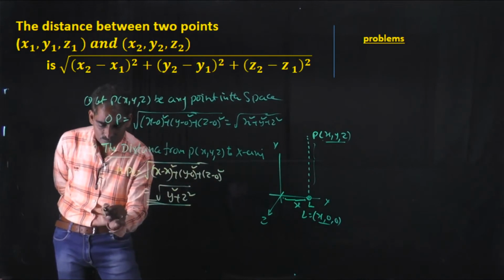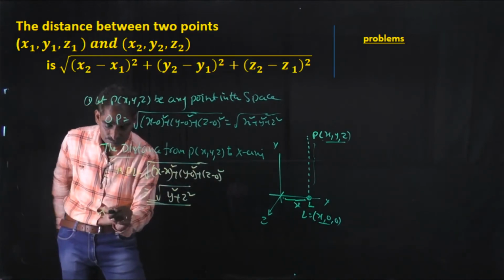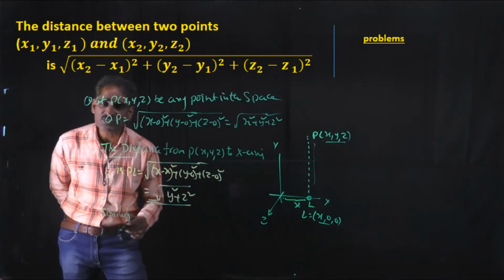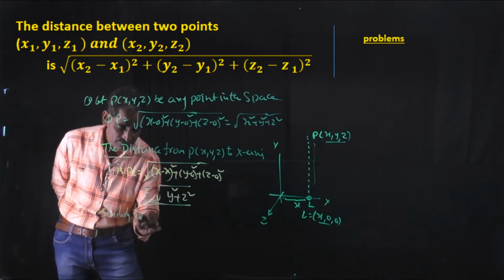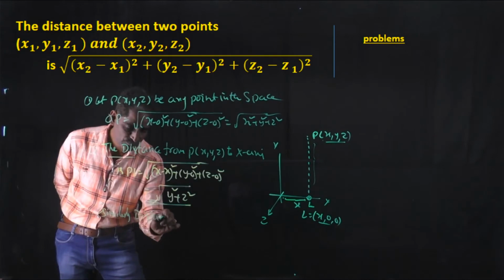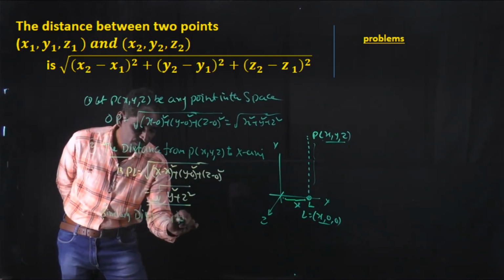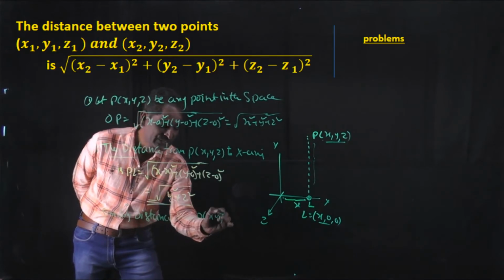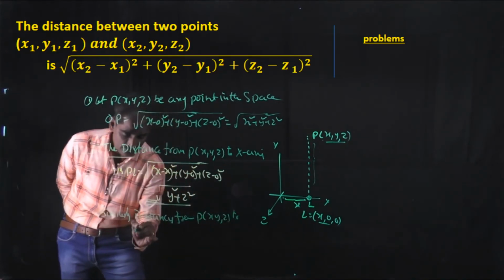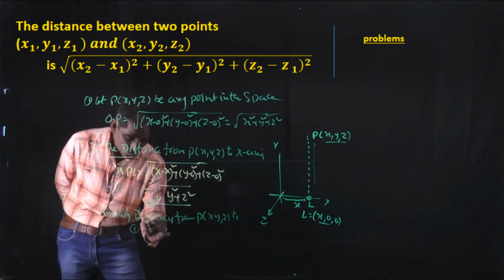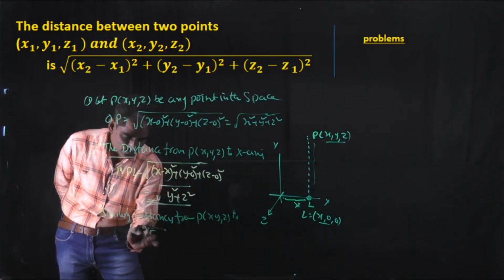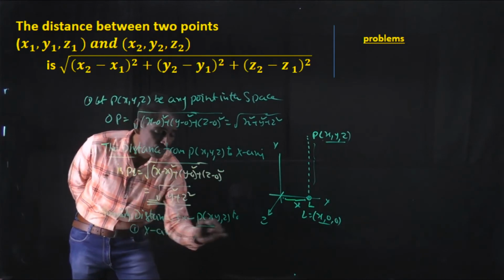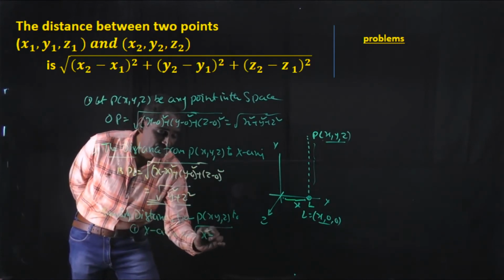Similarly, what about the distance from point P(x, y, z) to the y-axis? It is root of x square plus z square.